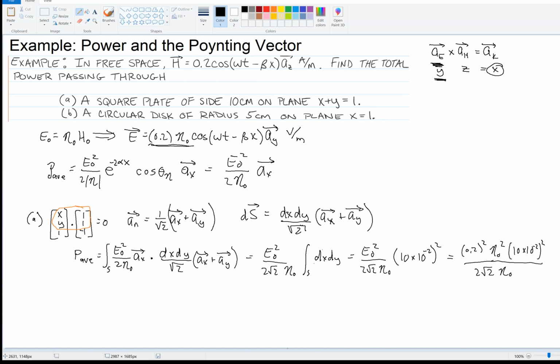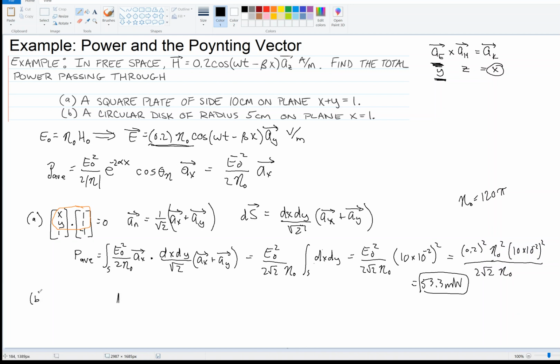So you'll see that one of the eta zeros cancels. Okay, so what is eta 0? If you remember, eta 0 was approximately 120 pi. So you can plug that in and you should get 53.3 milliwatts of power. Okay, that's our answer for part A.